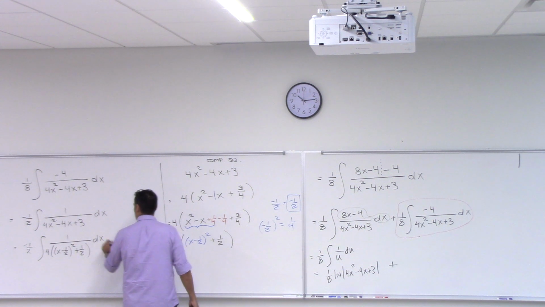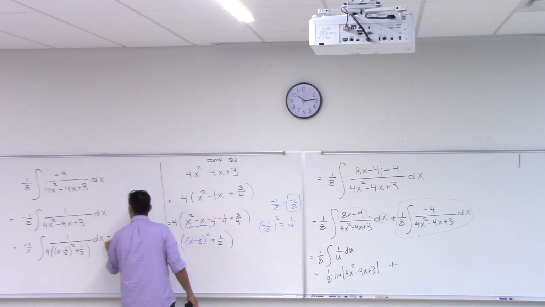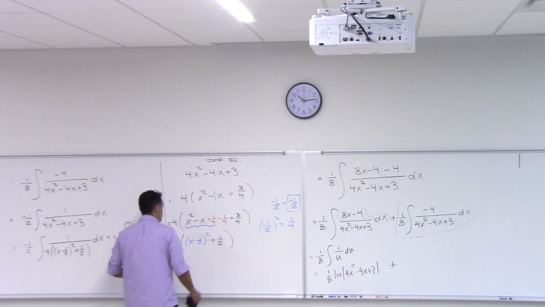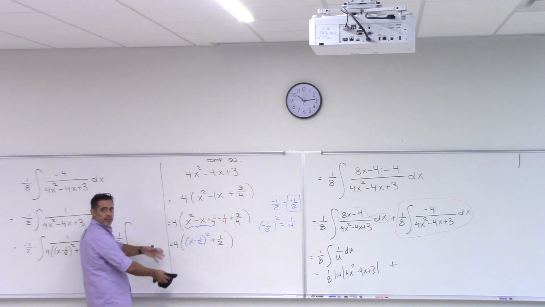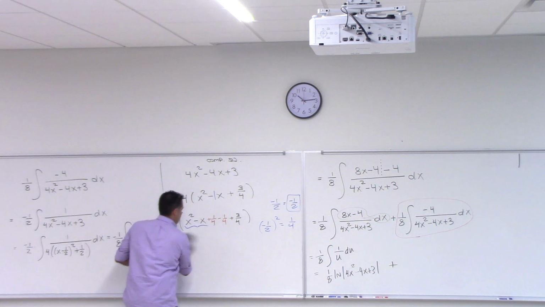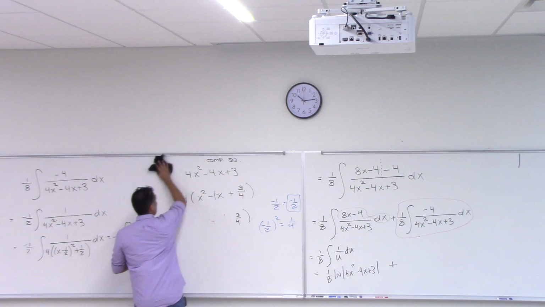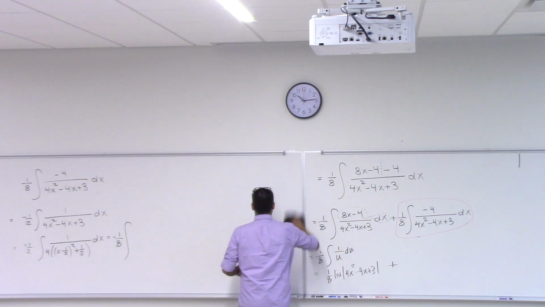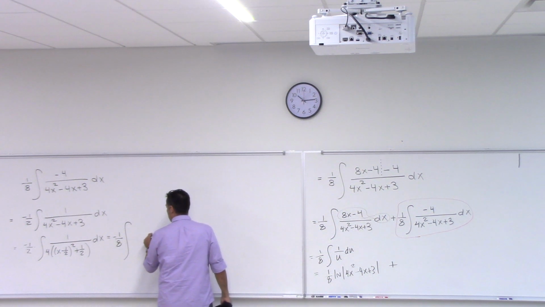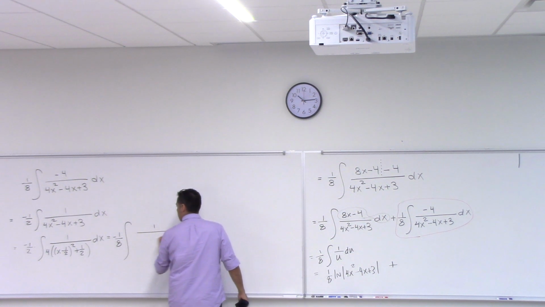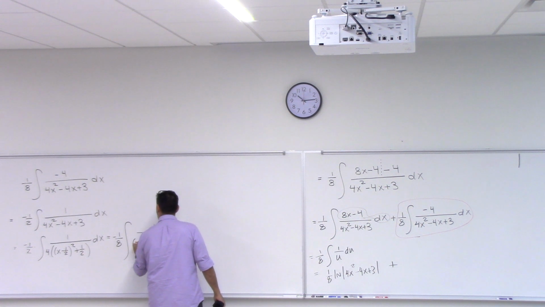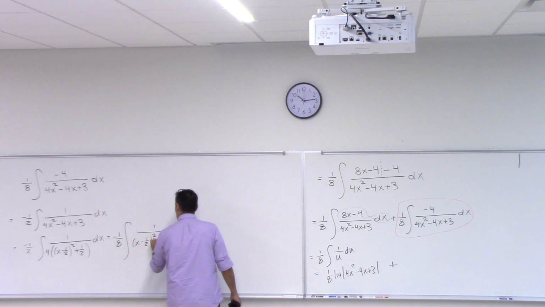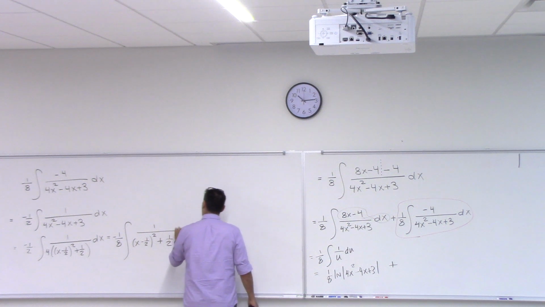I'm running out of room. Okay, negative 1/8 integral. This is going to go away. Is that all right? Negative 1/8, okay. 1 over x minus a half squared plus a half dx.